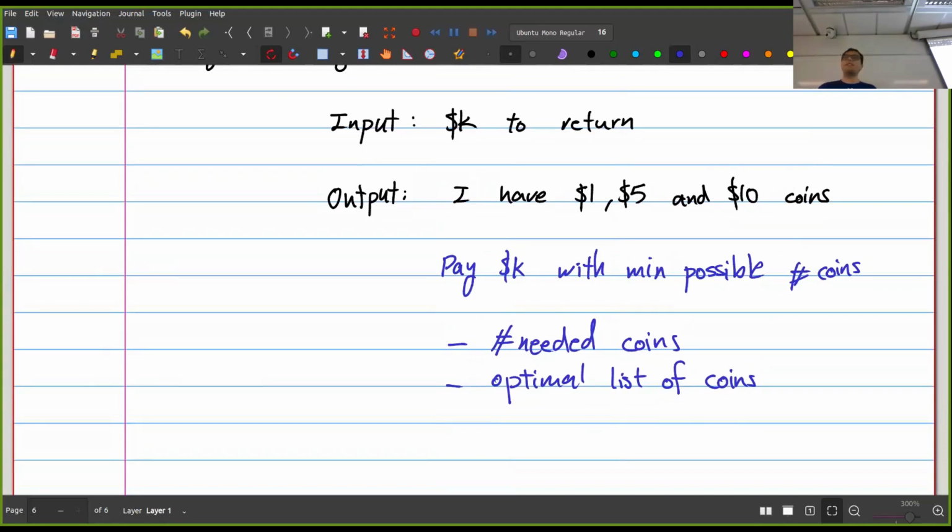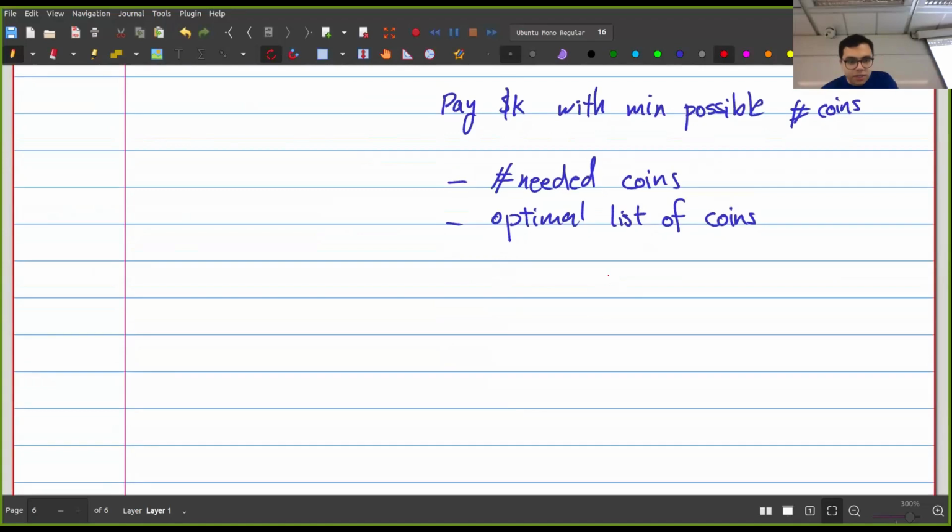Any ideas? So it's very simple. Try to pay as many $10 coins as possible. And only when the remaining amount is less than $10, try to pay with $5 coins. And only when the remaining amount is less than $5, try to pay with $1 coins. So this is a greedy algorithm because every time I'm paying the largest possible coin that I can pay. Okay. So this is my algorithm. And again, my algorithms are always very simple.